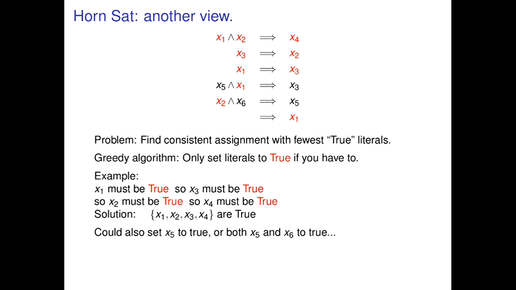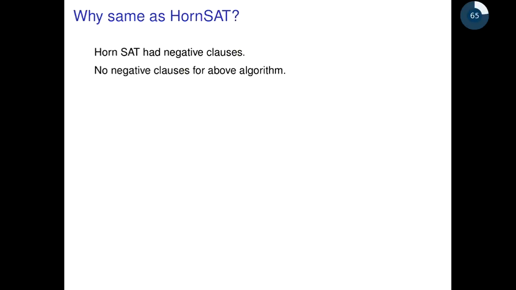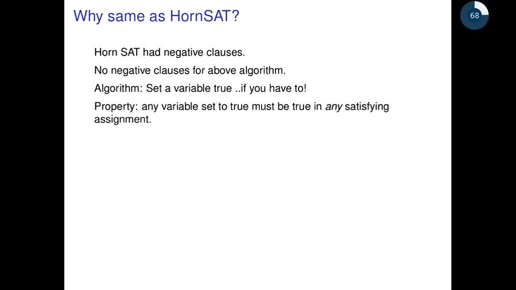What we're trying to do is deal with the negative clauses by not looking at them. But we're just going to set things to be true if we have to. Okay, so that's it. Same as Horn-SAT. The above algorithm had no negative clauses, but you set a variable only if you have to. So any variable set to true must be true in any satisfying assignment. And it's by induction. At the beginning, the only things we set to true were the individual variables that only had implication on the right side. So they had to be true.